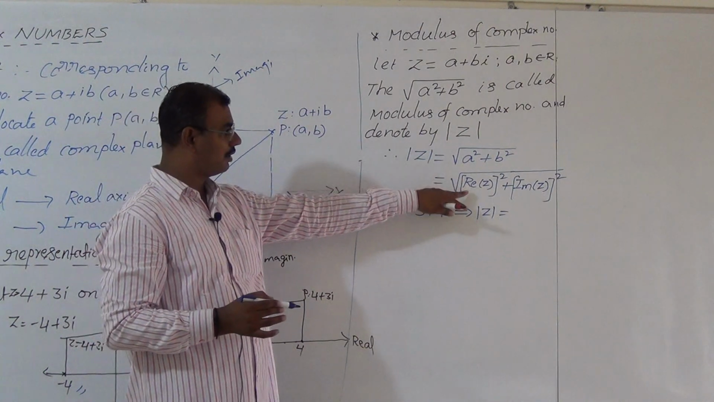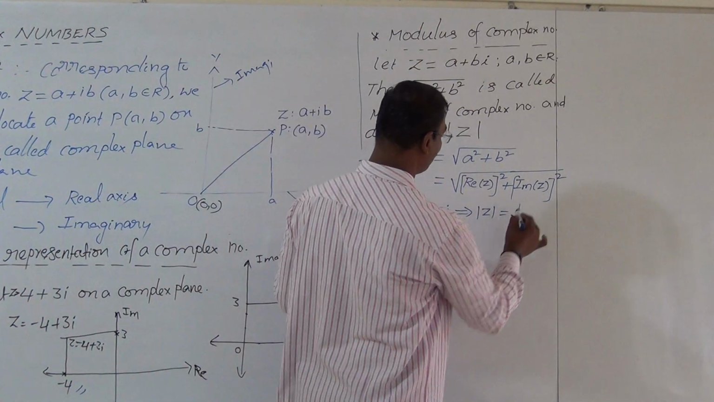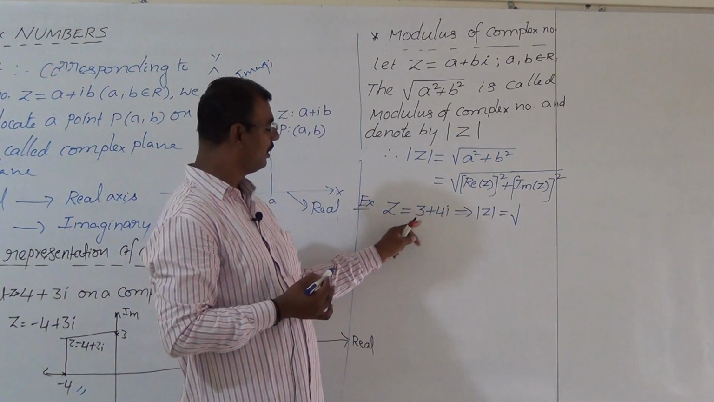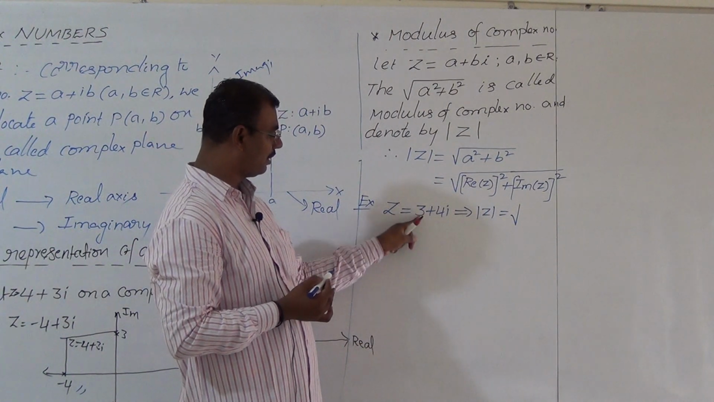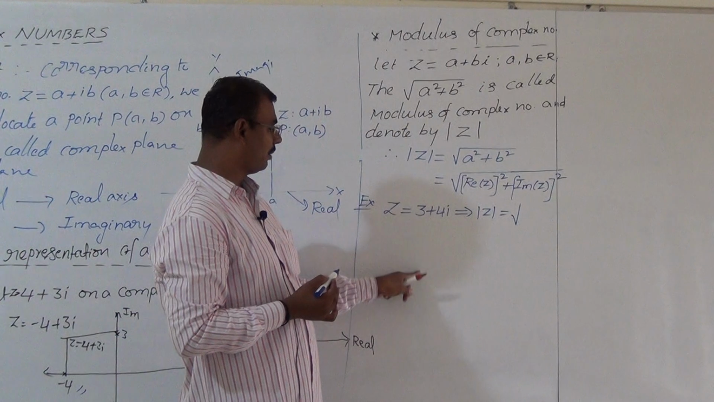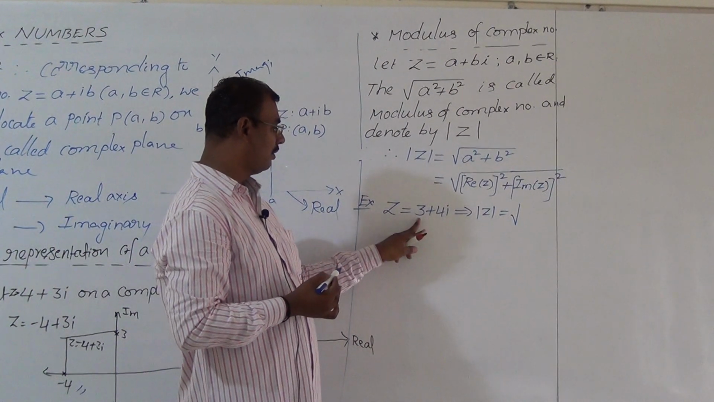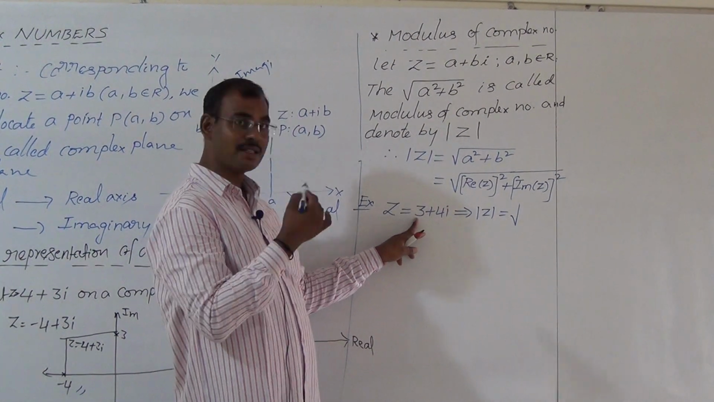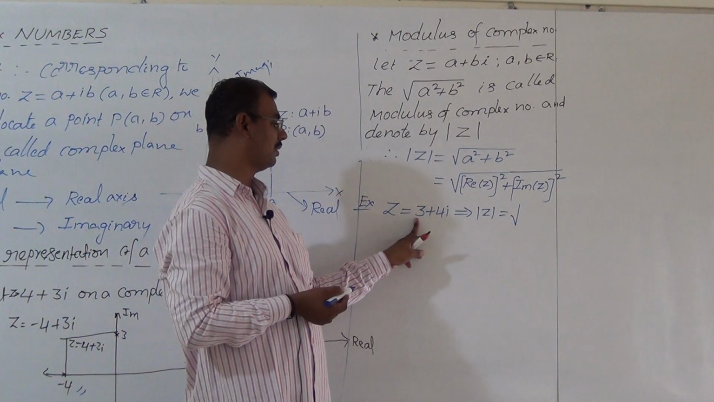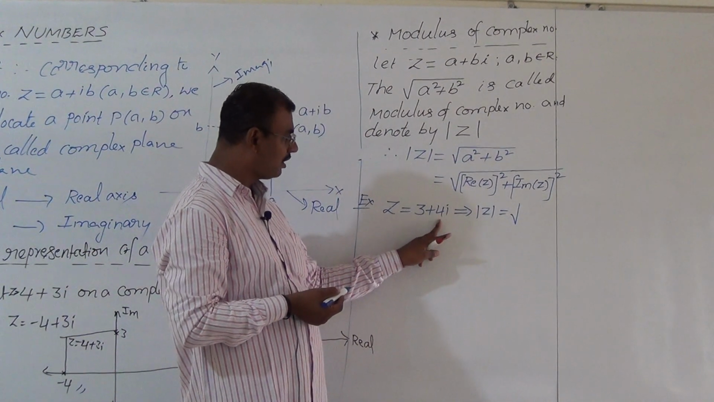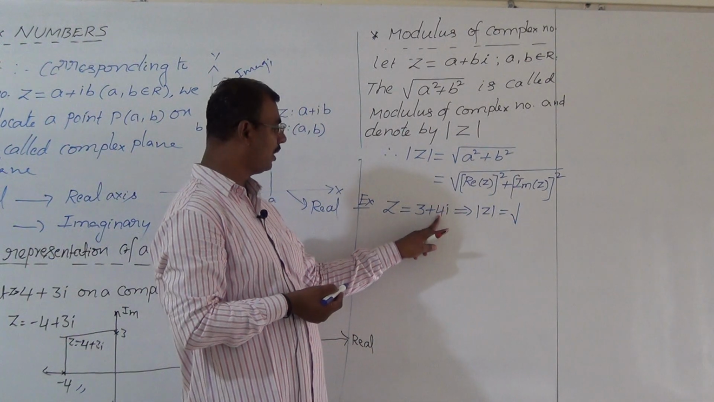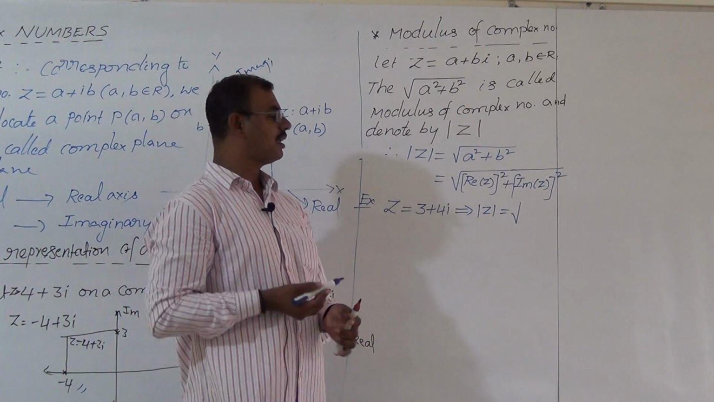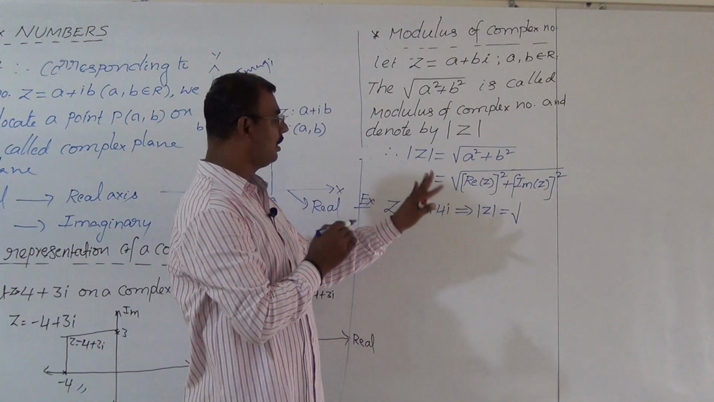square root of the real part. What is the real part of this complex number? I have discussed this point many times, so you remember. The term without i is called the real part of a complex number. And with i, take only the coefficient, do not take i. The coefficient of i is 4, that is called the imaginary part of the number. So we take only the coefficients.